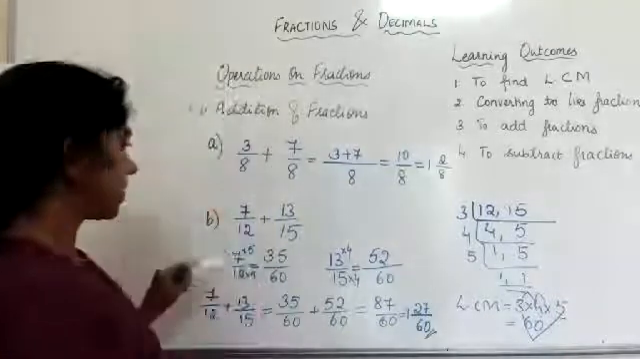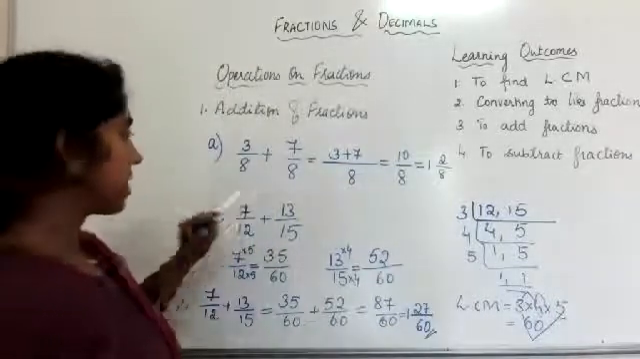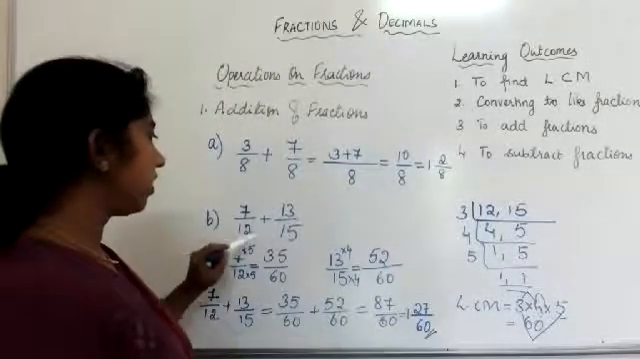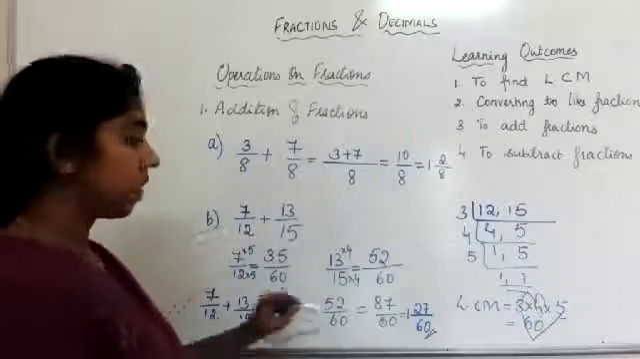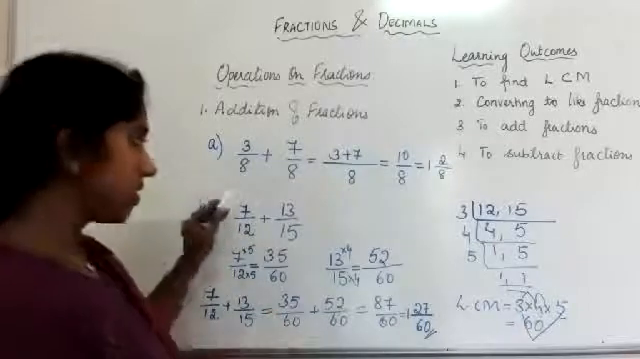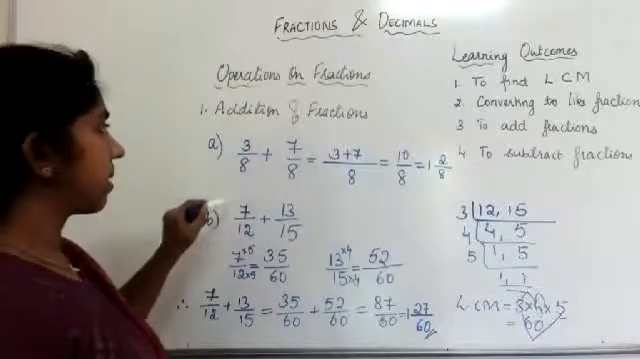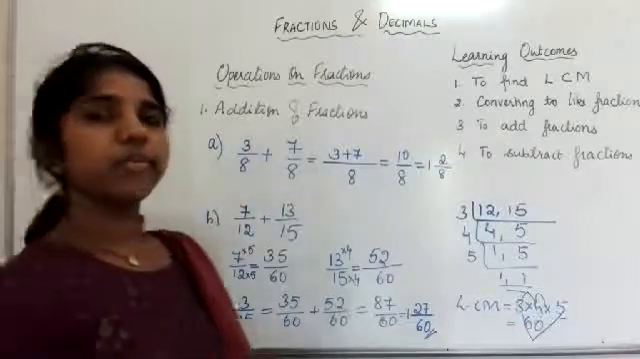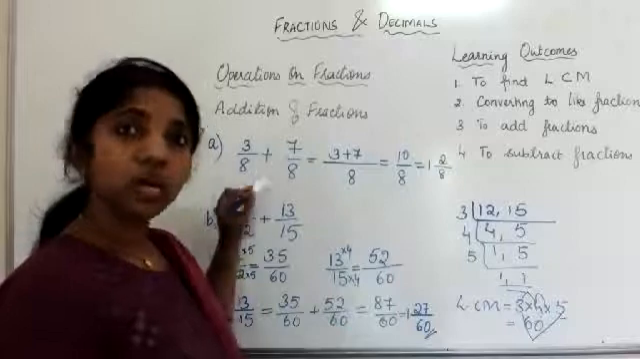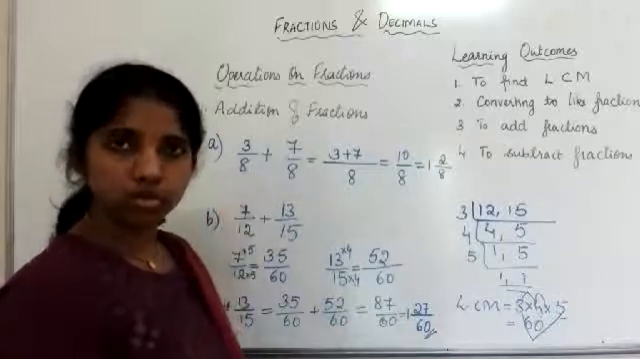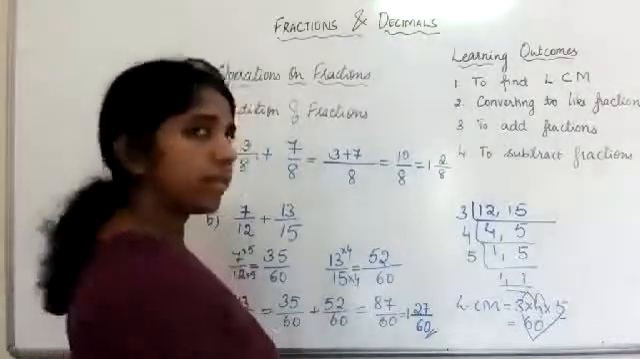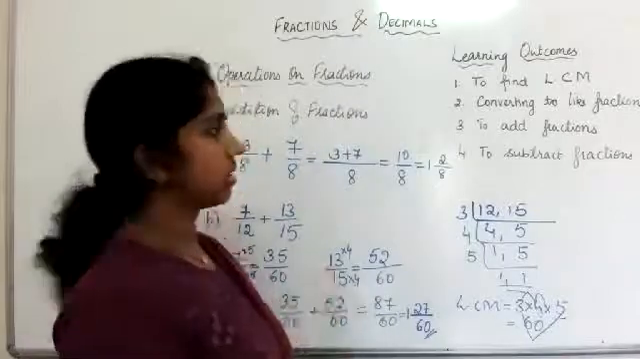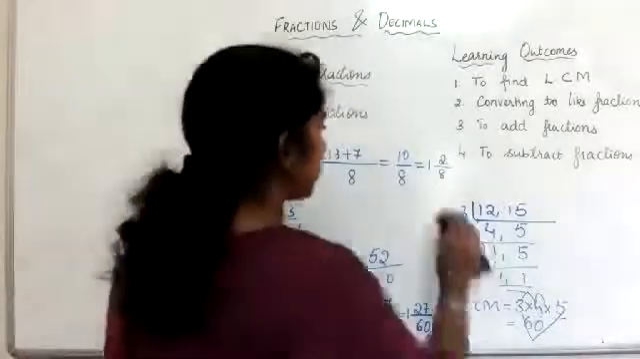So two conditions are done: how to add when the denominators are the same, and how to add when the denominators are different. Now, just look at this. When the denominators are the same, I did not find the LCM. Why? Here also the method of LCM follows, but the LCM of the same number is the number itself, right? Let us see what happens.